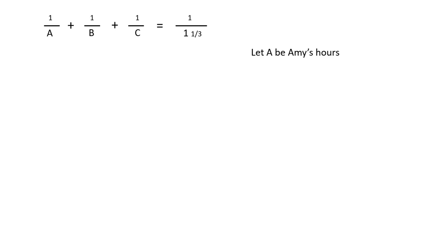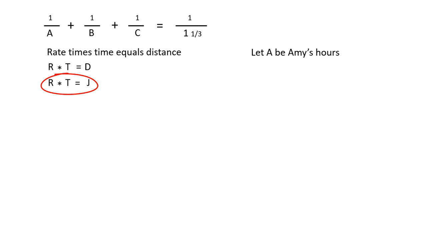Okay, so let's pause here for a second and talk about this equation. What does it mean and how will it help us solve the problems of figuring out Amy's hours and Bianca's hours and Carrie's hours? So remember the equation we use, rate times time equals distance. Well, we're going to use almost the same thing. This time it's going to be rate times time equals jobs done, jobs completed. So, but the rate times time, the time is Amy's time. So Amy's hours, rate times Amy's hours equals job completed.